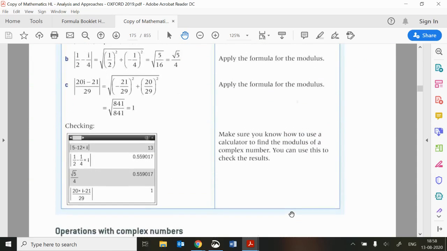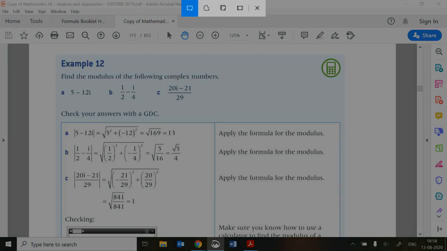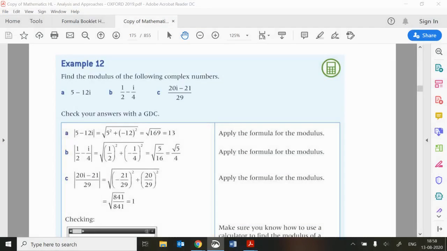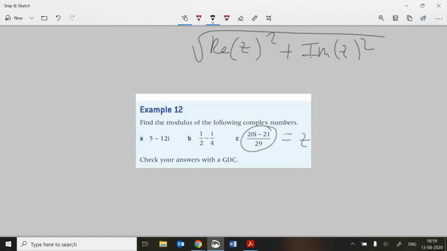Okay, so then we've got example 12. Let's take this. Okay, so find the modulus of the following complex numbers. And again, let's just take this one here. Let's just do one of these. So again, we're doing the real part of z squared plus the imaginary part of z squared and square root this thing.